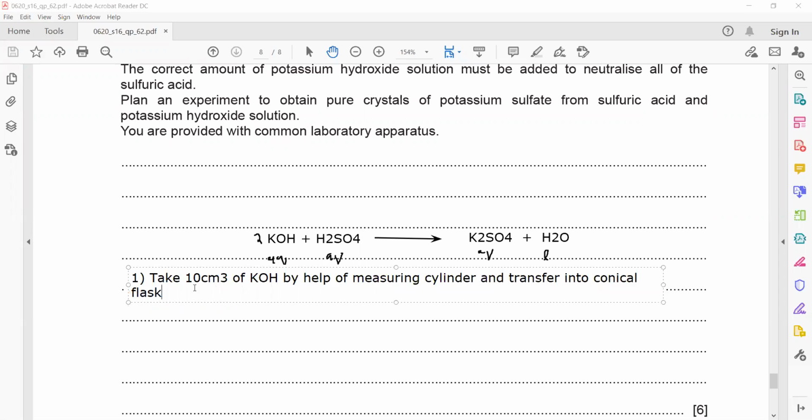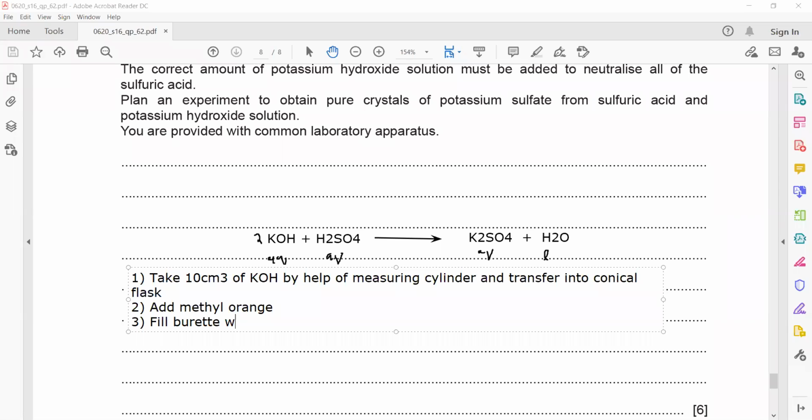Then we will add drops of indicator. But you should not just write add drops of indicator. You should mention the name of the indicator like phenolphthalein, methyl orange, thymol blue. It's up to you, but give a specific name of that indicator. So add methyl orange or phenolphthalein. Then fill the burette with sulfuric acid. And in the exam, do not write these formulas in the explanation. You will write the full name, sulfuric acid. I'm using the short forms, the formulas. So fill the burette with sulfuric acid.